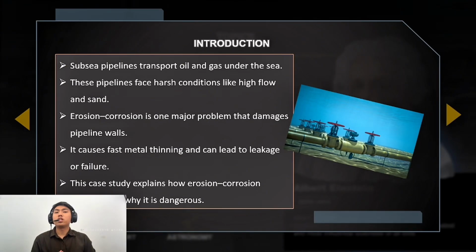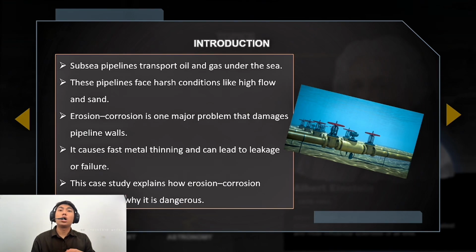So for now, I will explain the introduction first. Subsea pipelines are used to transport oil and gas under the sea. These pipelines operate in very harsh conditions, especially because the flow inside the pipe is fast and sometimes contains sand. One major problem that affects this pipeline is erosion corrosion. This problem can damage the pipeline walls and make the metal become thinner very quickly. If the metal becomes too thin, it can lead to leakage or even complete pipeline failure, which is very dangerous and costly. So in this case study, I will explain how erosion corrosion happens and why it is a dangerous and serious issue for subsea pipelines.